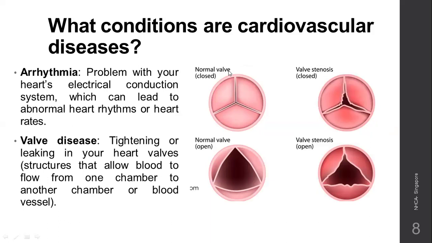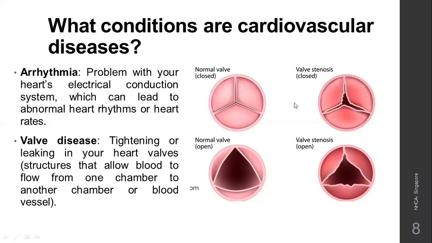This is how a normal valve looks when the heart is in a contracted mode, and this is how the valves will open when the heart relaxes. When the heart is contracting, the valves will close and the heart will pump the blood into the blood vessels. But when the heart is relaxing, the valves will open, and the ventricles and the atrium will get filled up with blood for the next contraction. So this is how a heart valve should normally close and open.